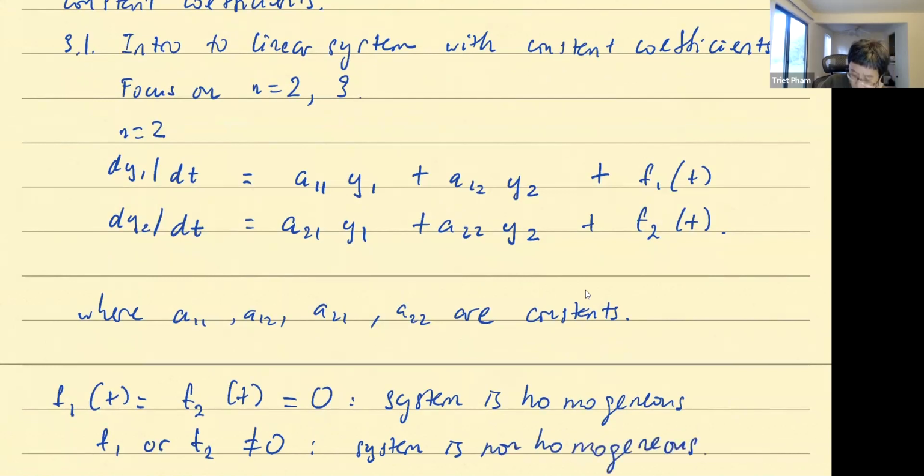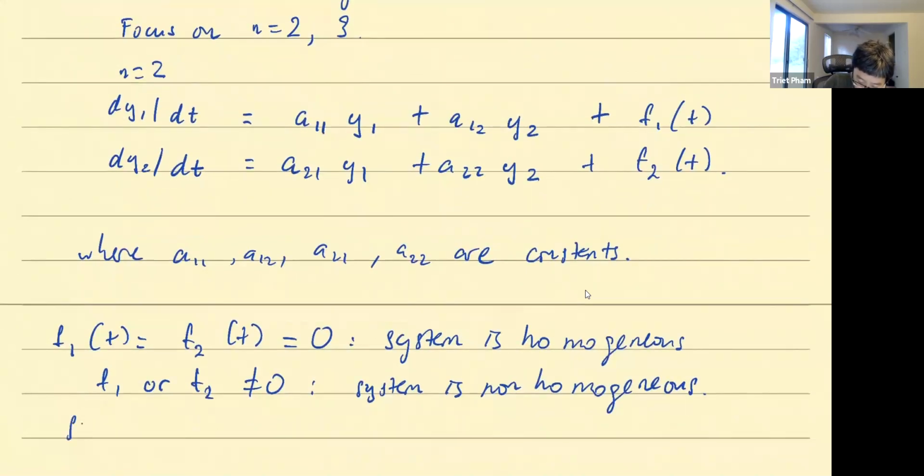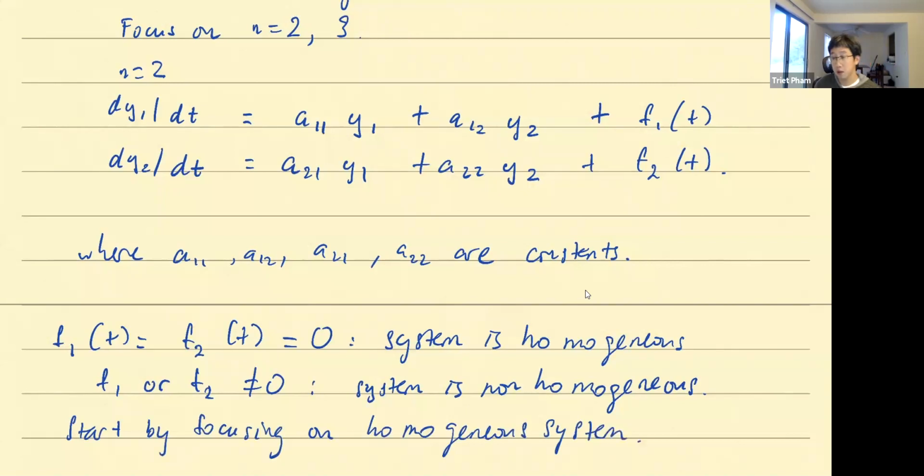I think chapter 3, or at least the first big part of chapter 3, we start to focus on homogeneous systems first, okay? We'll learn how to deal with homogeneous systems and then move on to non-homogeneous systems later on, all right?